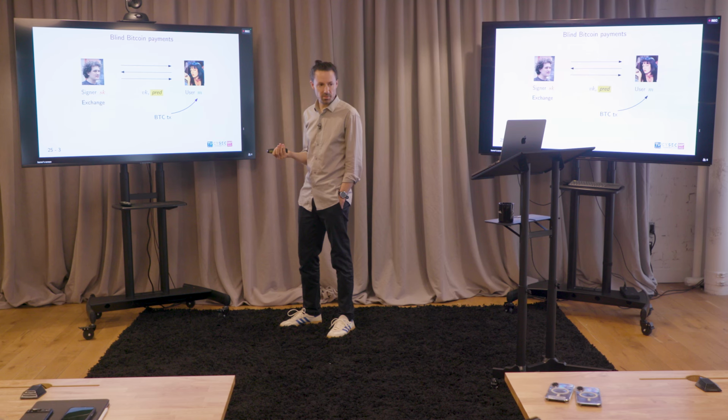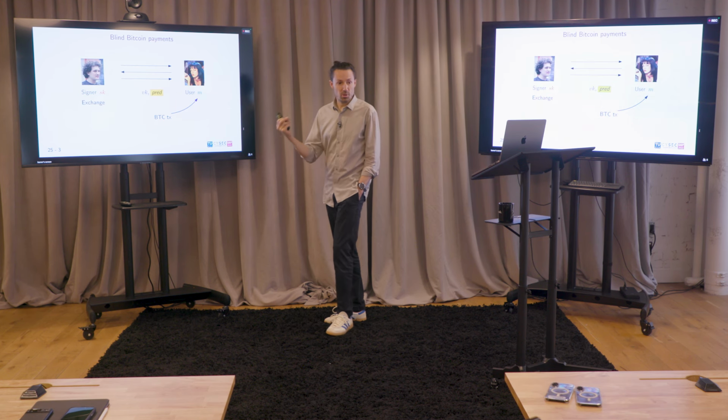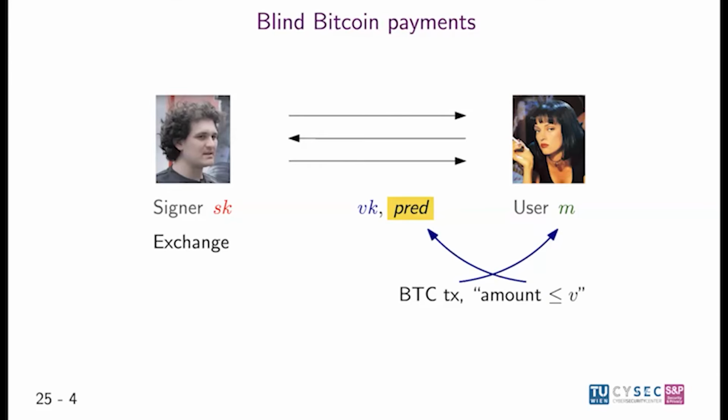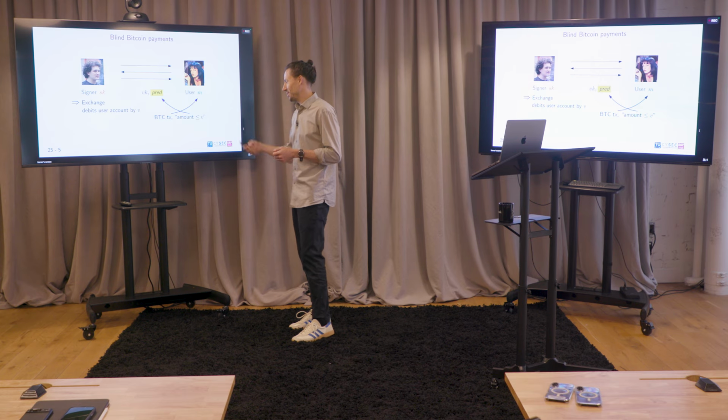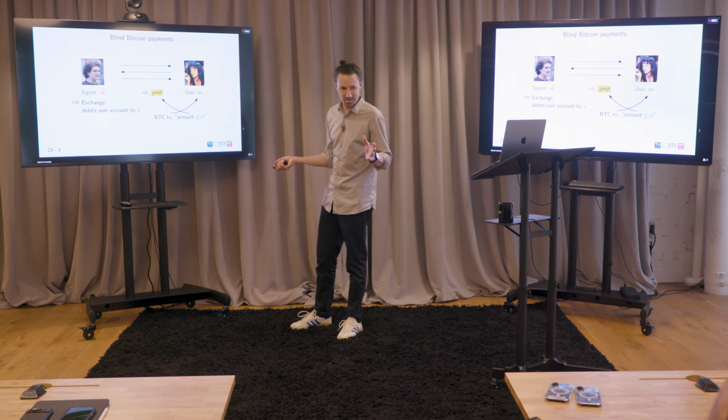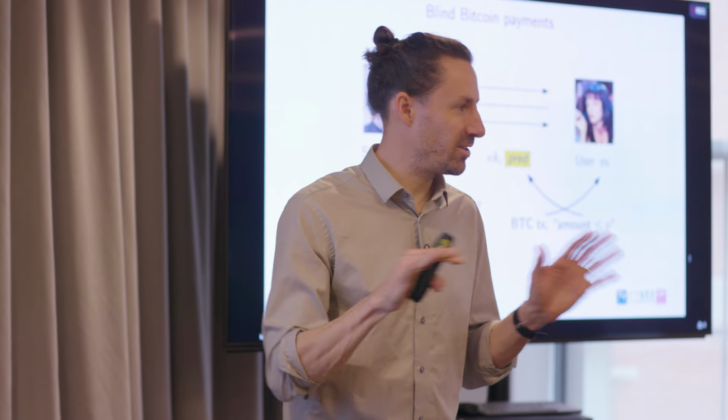Normally an exchange would never do that because it might lose all its money, which is what happens sometimes. So what you could do is use as a predicate that the amount of this transaction that you're signing is less than some value V. And then the exchange can just debit the user account by V. And this becomes secure. This is assuming that there's a lot of people doing the same thing, so you have an anonymity set. There's only one address of the exchange. So it's not realistic, but just an example.